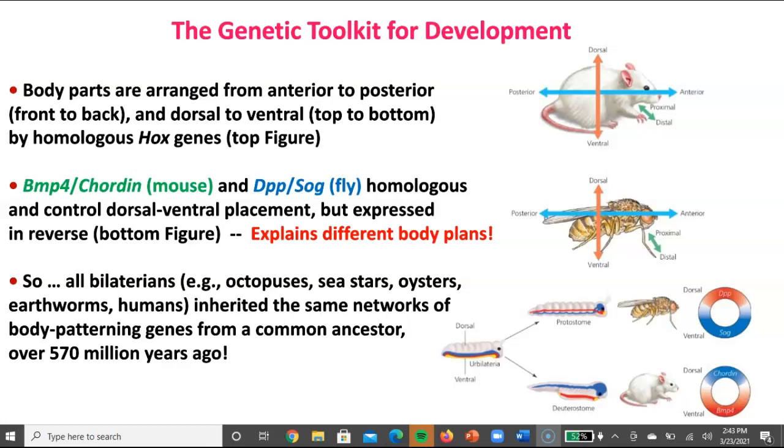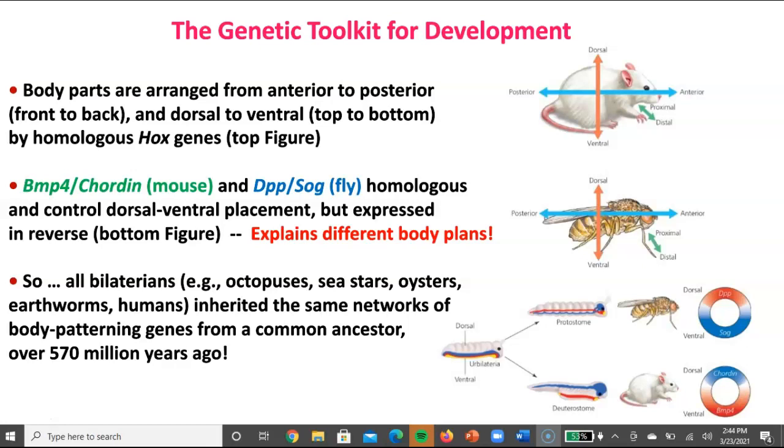We have the same genes, they're homologous, we got them from a common ancestor, but they're being expressed differently. And so because of this difference in expression, for example, if you look at the bottom right figure, in the fruit fly, DPP is expressed dorsally, and so that gives the digestive system, whereas its homologue, BMP4, in a mouse is expressed ventrally.